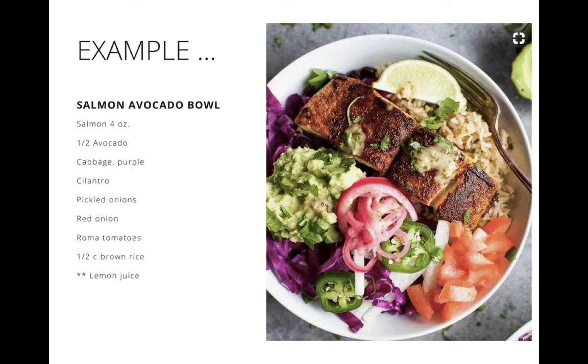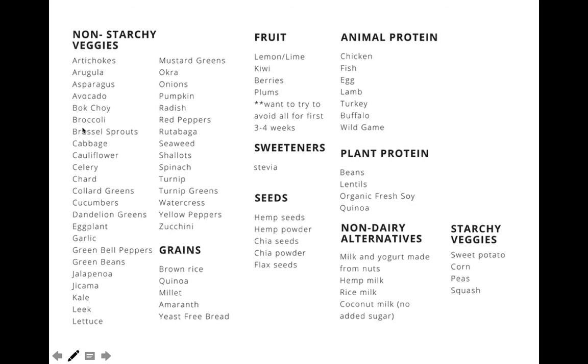If we have a salmon avocado bowl, we have our salmon, our avocado, our cabbage, cilantro, pickled onions, red onions, tomatoes, and half a cup of brown rice, and lemon juice optional. Okay, so the only thing here that I have to count is the brown rice. Everything else, like all of these vegetables, are free, meaning that the yeast won't feed off of them. Right? They're non-starchy vegetables. And if you get a little confused, just look over here. Non-starchy vegetables, anything that's on this list is free. It's not a problem. You don't have to count it.